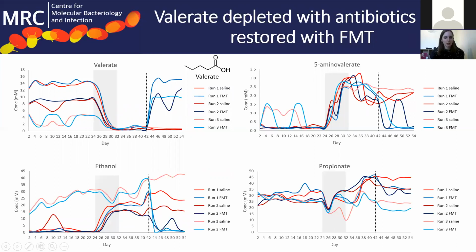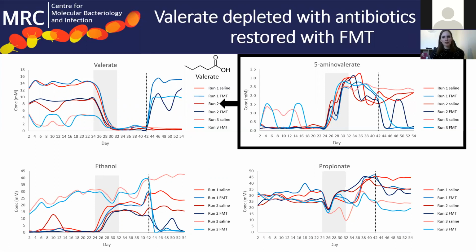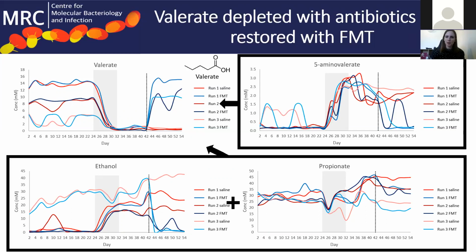Ethanol and propionate were other compounds that we found change as well, again showing the same patterns as 5-aminovalerate. But what's really interesting here is that 5-aminovalerate is a compound that can be metabolized by the gut microbiota to produce valerate. Same thing with ethanol and propionate. These compounds can also be metabolized to produce valerate.